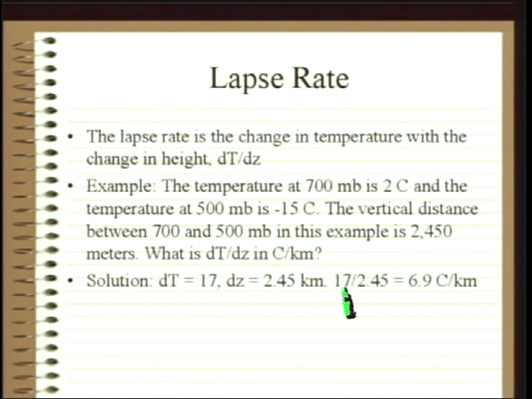So we take the 17 Celsius, which is the change in temperature, divided by the change in height, and divide those, and that produces a value of 6.9 Celsius per kilometer.